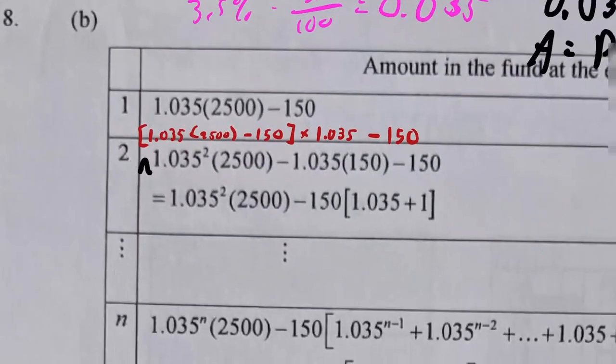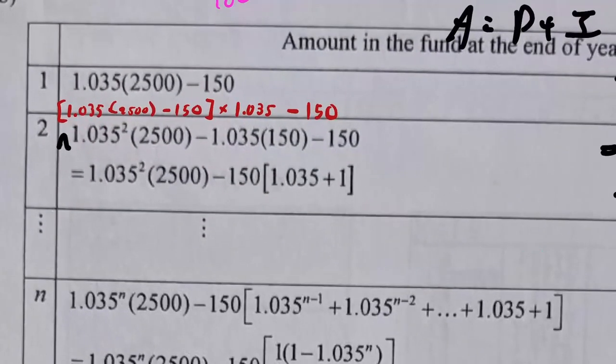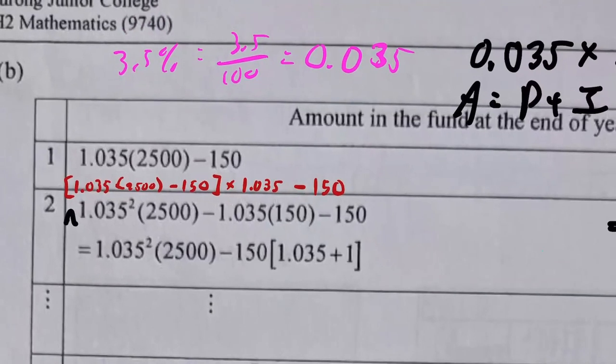They never go for the third term. Can you try the third term? Without seeing the answer, can you figure out what the third term is? Just look at the final answer. Power 2 here. I mean, end of second year here, so power 2. End of third year here, 3. So power what? Power 3. Very good. 2,500 remains, right?